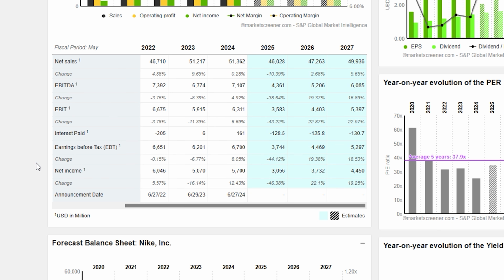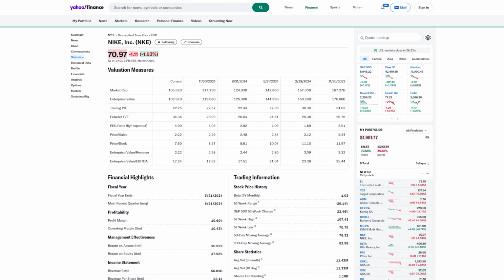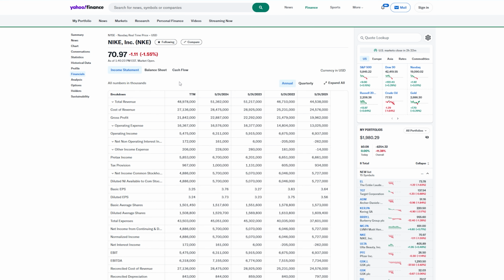However, keep in mind that earlier we looked at the trailing 12-month PE, not the 2024. To make a meaningful comparison, we also need the trailing 12-month net income. For this, let's jump back to Yahoo Finance. Navigate to Financials and look for the net income under the TTM column. And here it's around 4.9 billion.